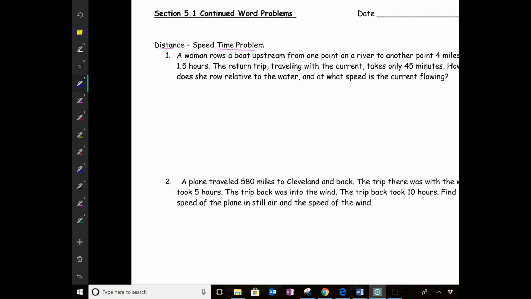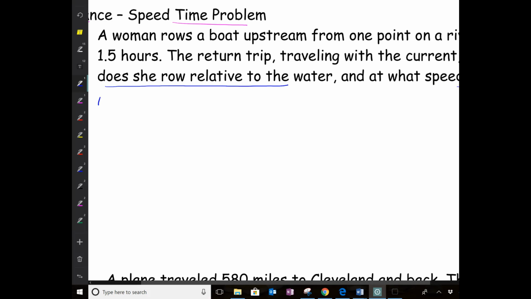We're looking for the woman's rate that she rows. It says how fast does she row? And then we're also looking for the speed of the current. So let's define W as the woman's rate for rowing. And we'll define C as the rate of the current.